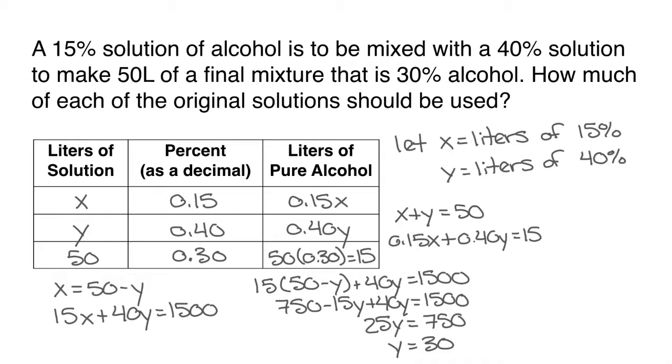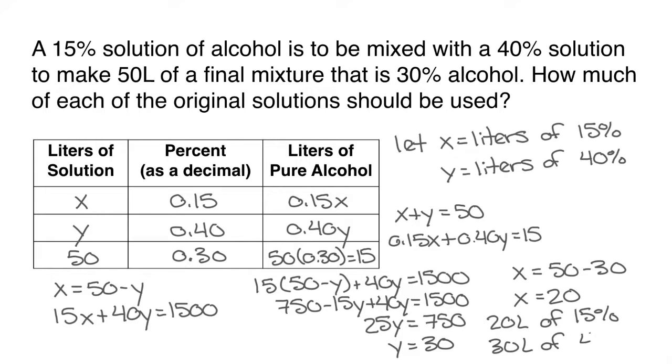Now we can substitute 30 for Y into our equation that we solved for X. We have X equals 50 minus 30, which gives us X equals 20. We can check our solutions of X equals 20 and Y equals 30 in both of our original equations, and we'll find that a true statement does result and our solution checks. This means that to create this mixture, we'll need 20 liters of 15% solution, and we'll need 30 liters of 40% solution.